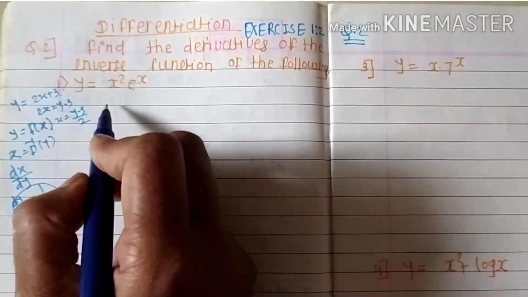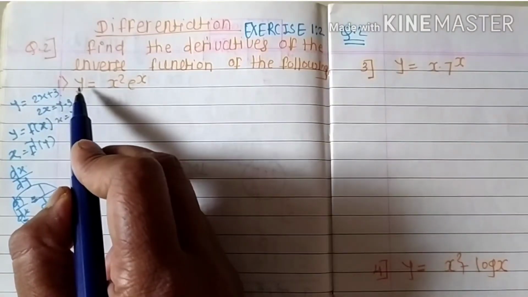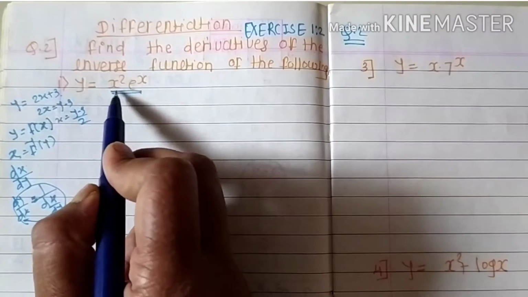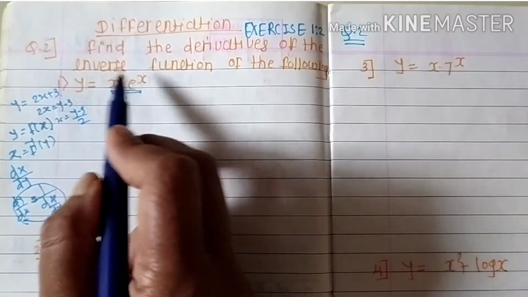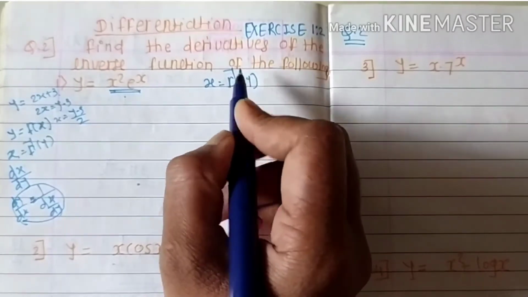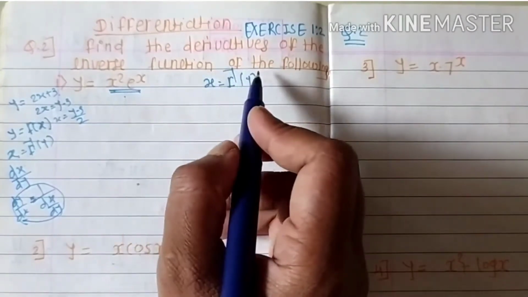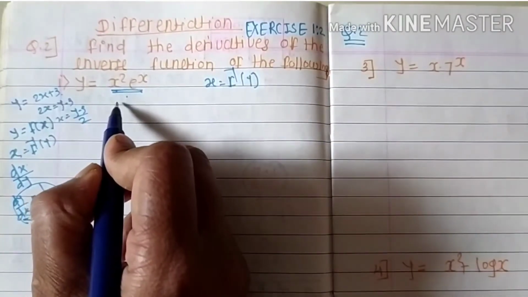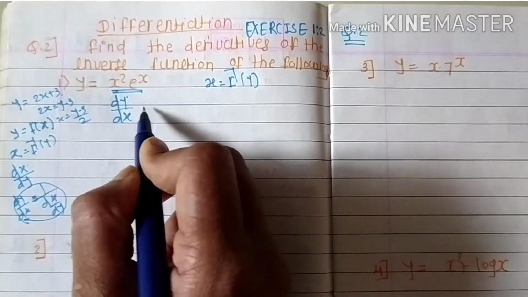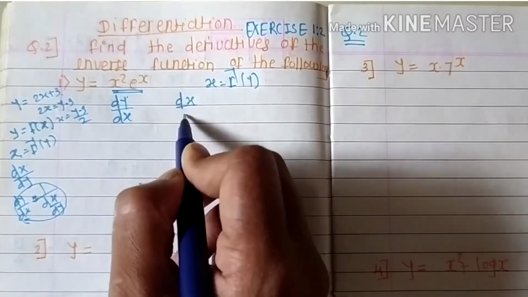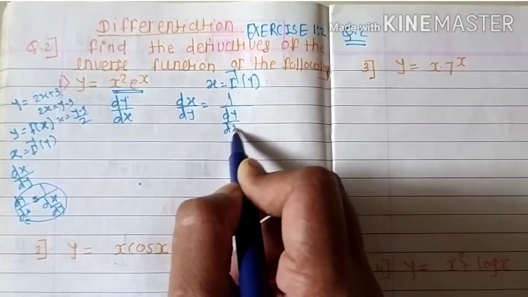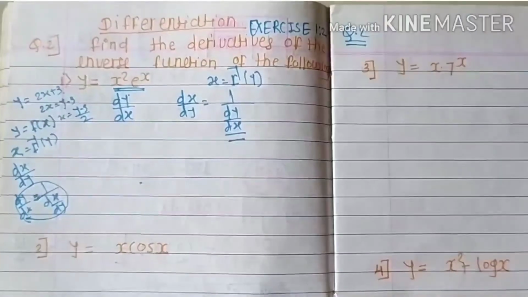But here it is not possible to separate out x is equal to f inverse of y, because a product term is there, x square into e raised to x, so it is not possible to write x is equal to f inverse of y. Then, in order to find the derivative of the inverse function, we first find dy by dx in our usual way, and then we write dx upon dy is equal to 1 upon this dy by dx value. Then we get the derivative of the inverse function.